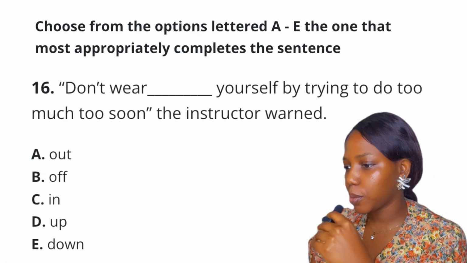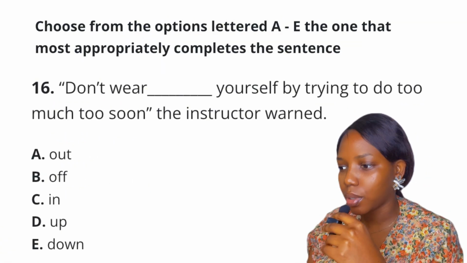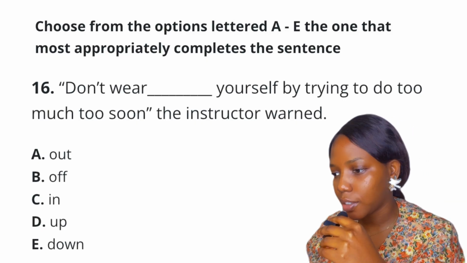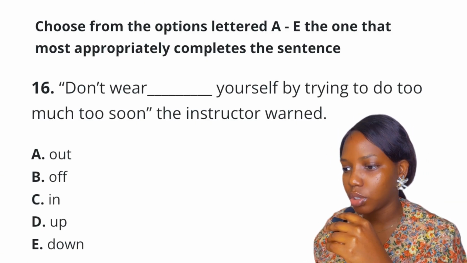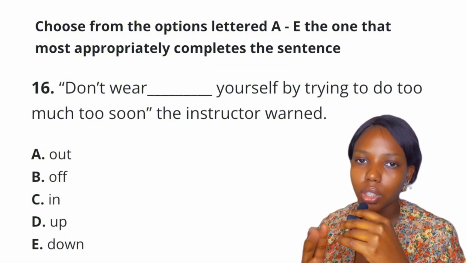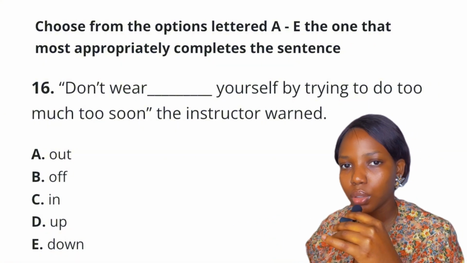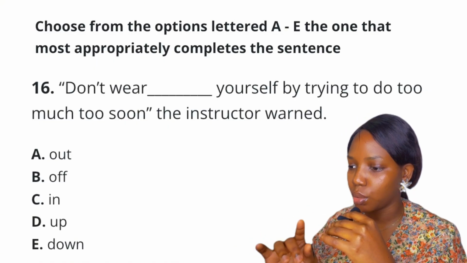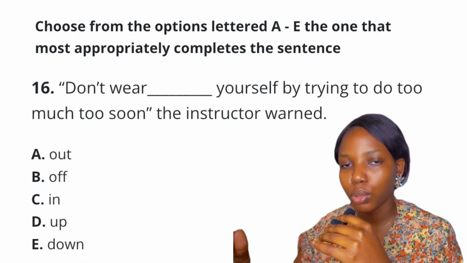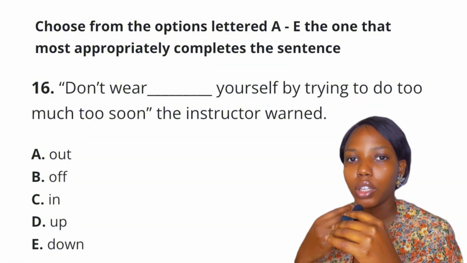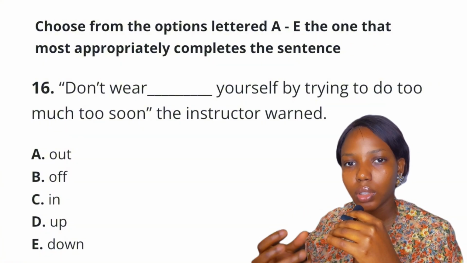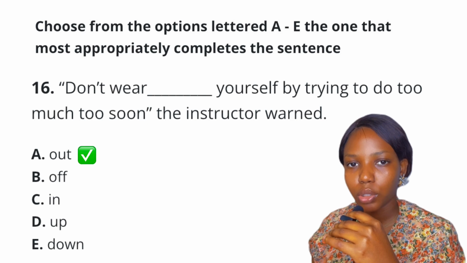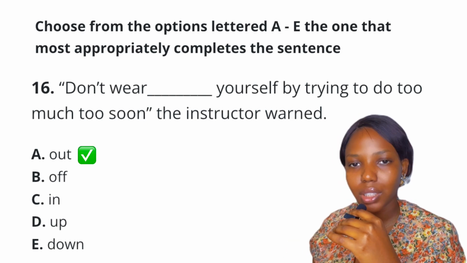Question 16. Choose from the options lettered A to E the one that most appropriately completes the sentence. Don't wear yourself out by trying to do too much too soon, the instructor warned. So there are two things you need to do. Step one is to look for clues. Step two is to eliminate the wrong options. For the clue, you see trying to do too much too soon. So we are looking for a word that means exhaust, tired. Wear out means exhaust or make someone very tired, right? So this is the answer to this question.